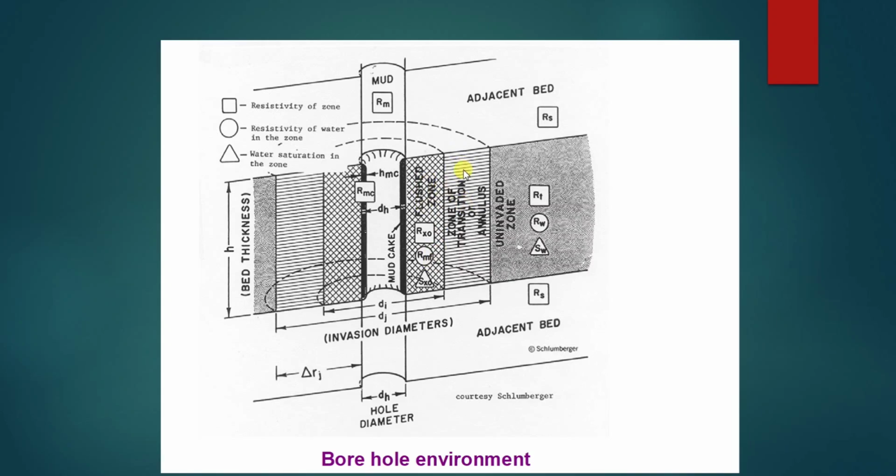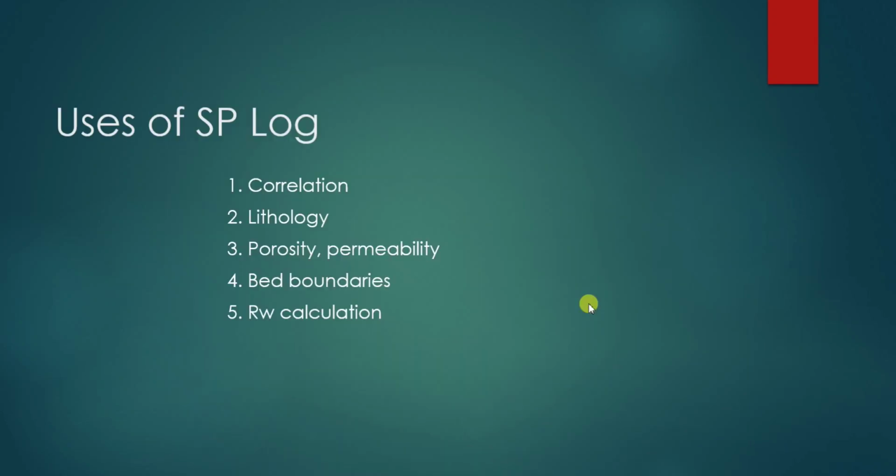The uninvaded zone is where the drilling mud didn't go inside, and whatever material like oil, gas, or water is there remains without any disturbance. And we see here the thickness of the bed and also the borehole diameter. All these parameters we can find out using the borehole loggers. So we have different kinds of logging.